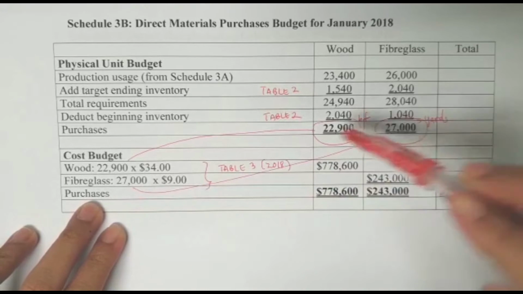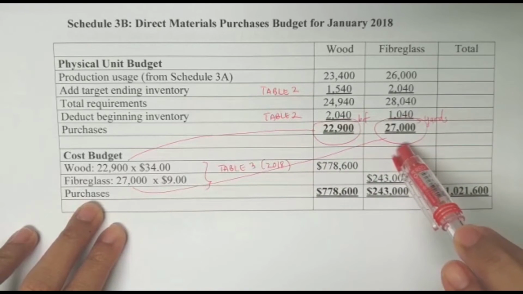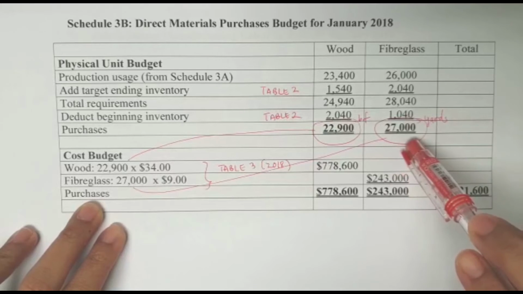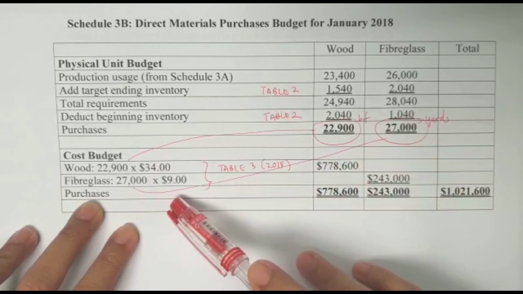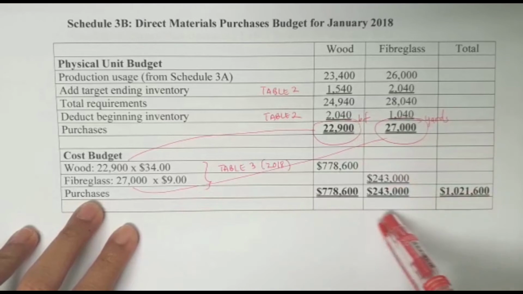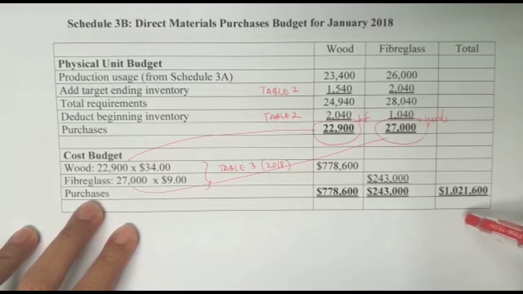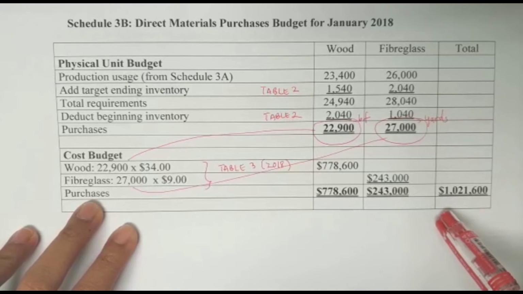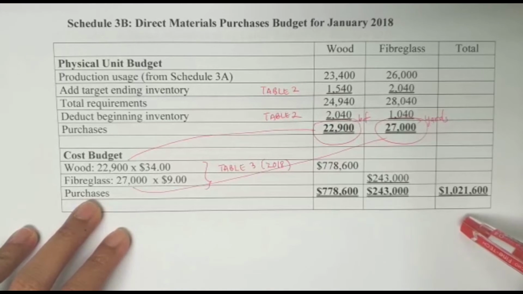So same goes to fiberglass. Here 27,000. This is the 27,000 yards that we want to buy. We have to times with $9. So this is the amount, and we can add them up, and totally we can get around 1 million, 1,021,600.